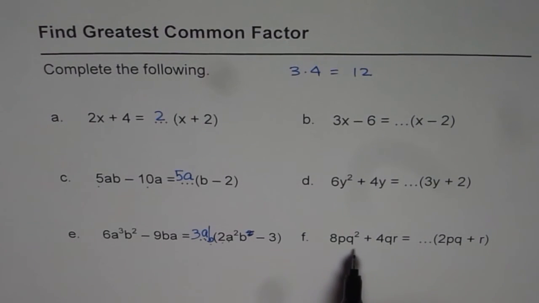So this one is your problem to practice. 8pq squared plus 4qr equals something times 2pq plus r. Okay, try it yourself and then move on to the next video. Thank you and all the best.